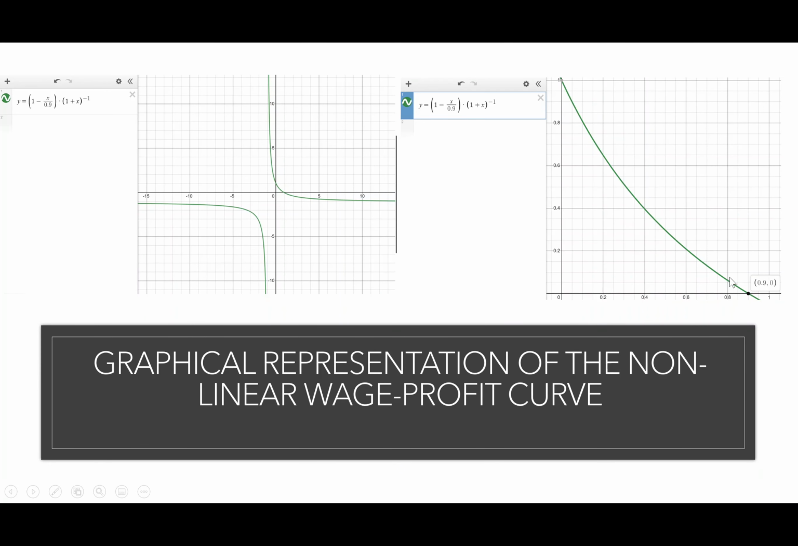The economically meaningful version of this function is the one that is contained in the first quadrant, where you see that the maximum rate of profit in this case, I set equal to 0.9, and you can see that the line intersects the x-axis at this point, 0.90, and the y-axis at this point, which is just 1. Now, the maximum wage rate in this case would be equal to 1, and the maximum profit rate would be equal to 0.9. This would be the economically meaningful part of the non-linear wage to profit curve, which contrasts with the one that Sraffa presents, because his wage to profit curve is linear, as we saw in the previous video.